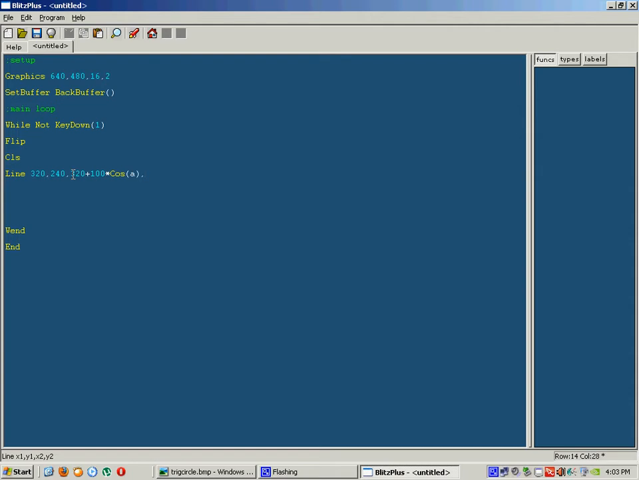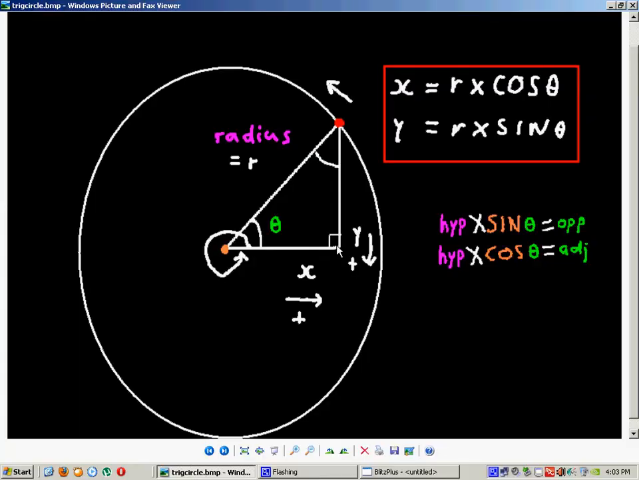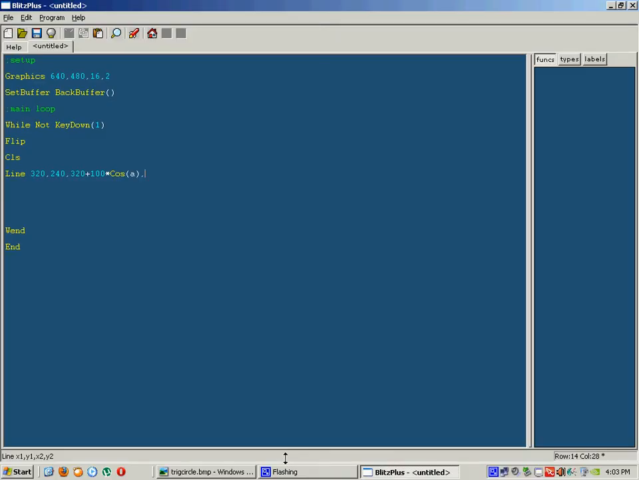And then for the y position, remember the y coordinate goes up here. We just want the length of the y coordinate, which is r times sine theta, or sine of the angle, which I've actually called A in Blitz Plus because it doesn't have the theta symbol in Blitz Plus. Okay, so it starts out at 240.